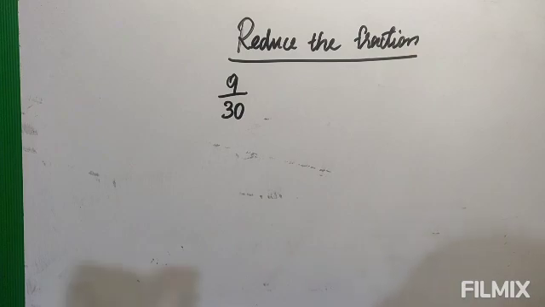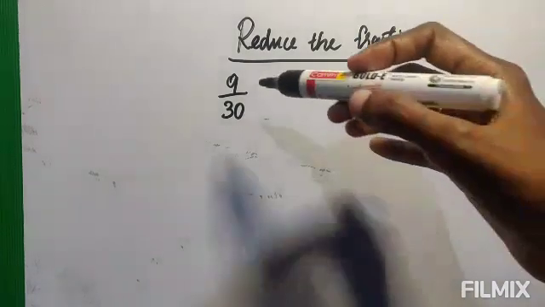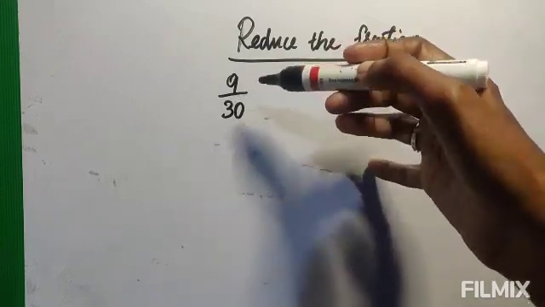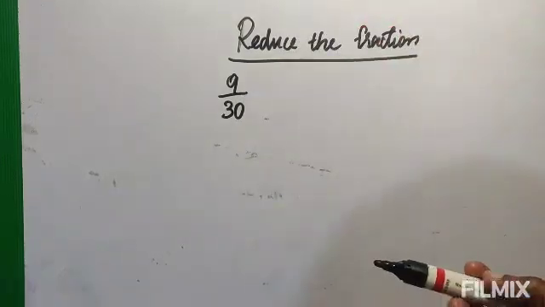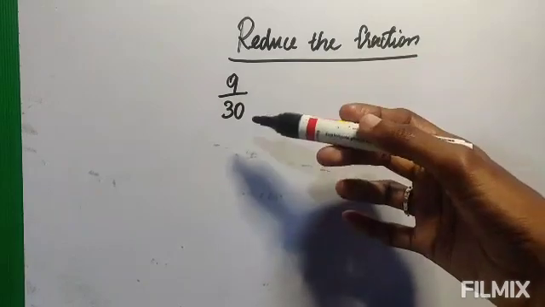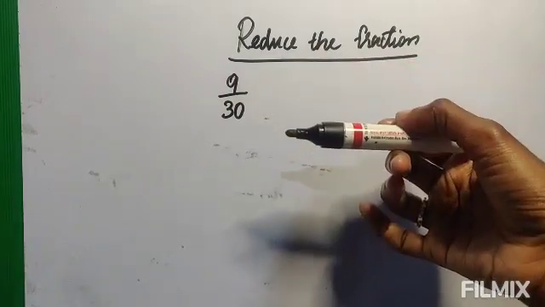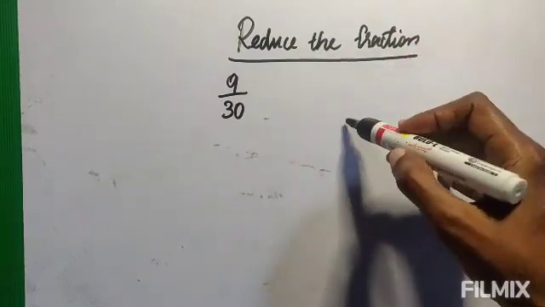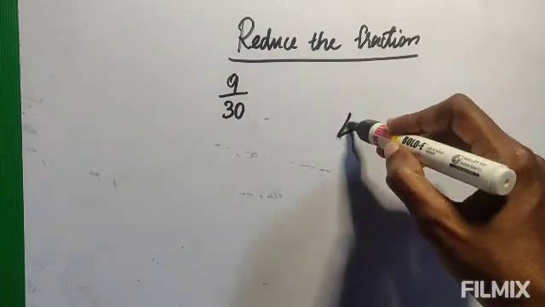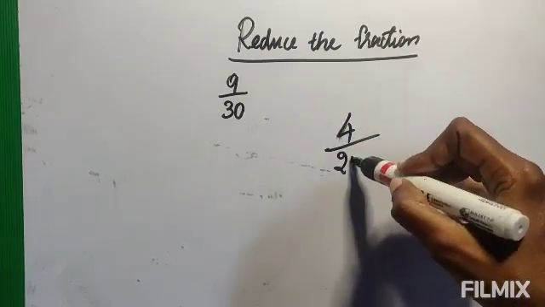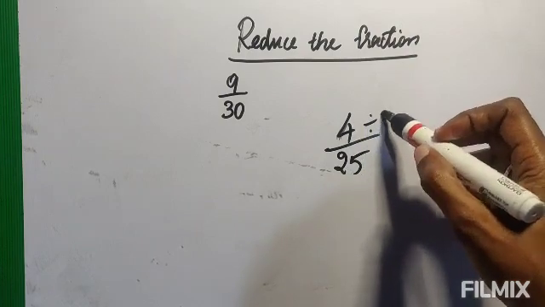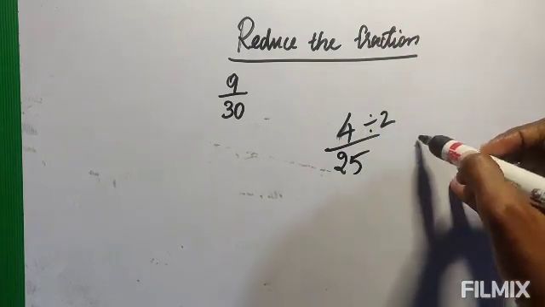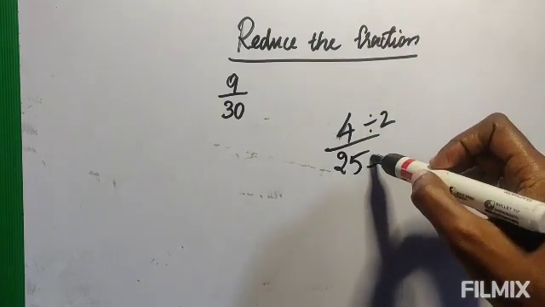Okay, now we are going to learn to reduce the fraction. Reducing the fraction means how much you can divide. Now you will go on dividing, and when you divide you have to divide the numerator and denominator by the same number. Okay, suppose there is 4 by 25, you see 4 you can divide by 2, but 25 you cannot divide by 2, you can divide it by 5.